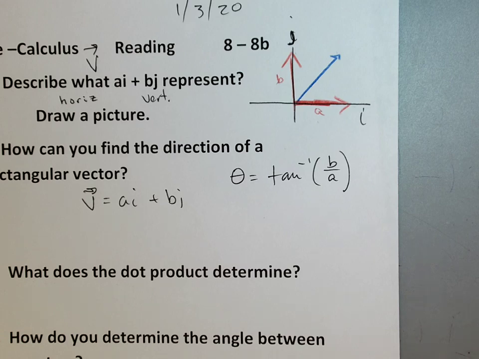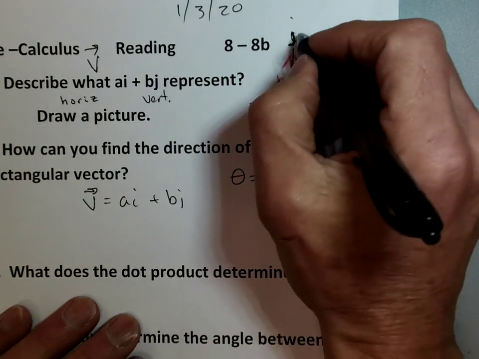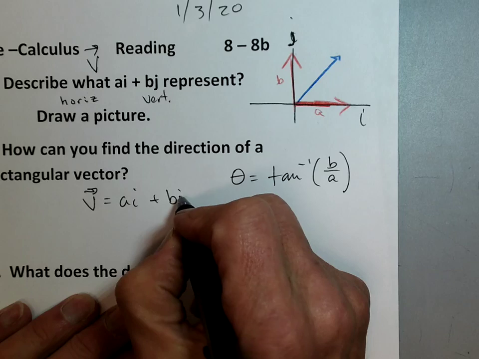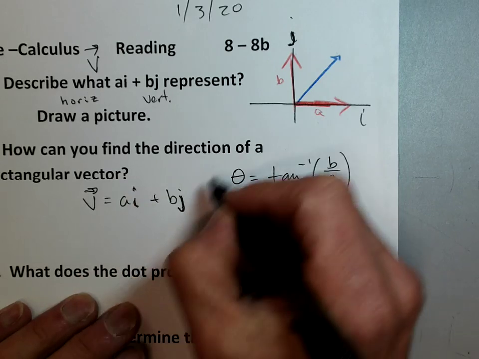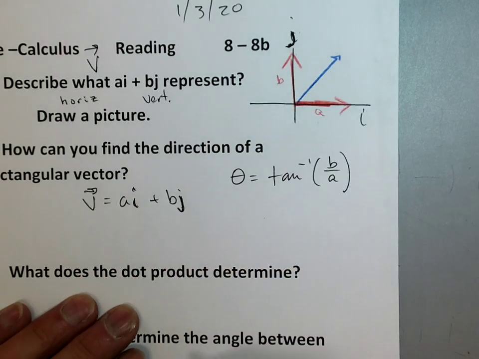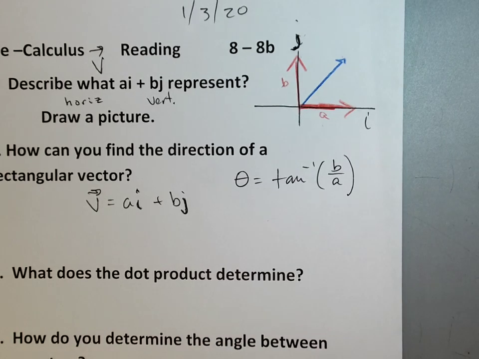Wait, you wrote the j backwards. I always do that, Landon. Wait, no, maybe that's an i. That's a j. No, that's an i, and that's a j. Yeah, I do that. I don't know why I'm dyslexic on that. Okay, that's an i.